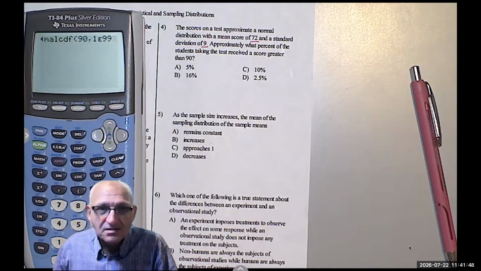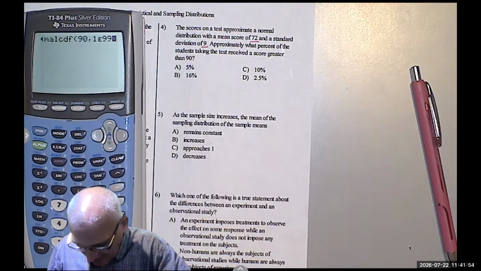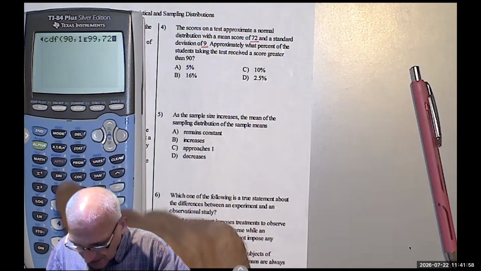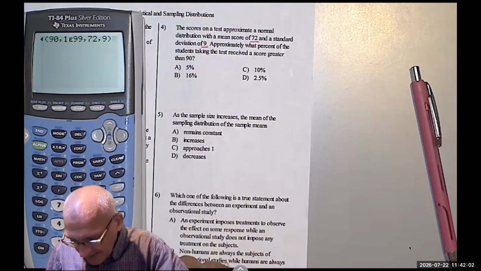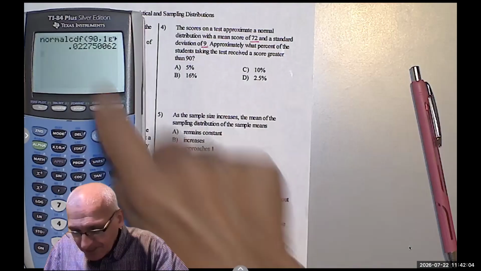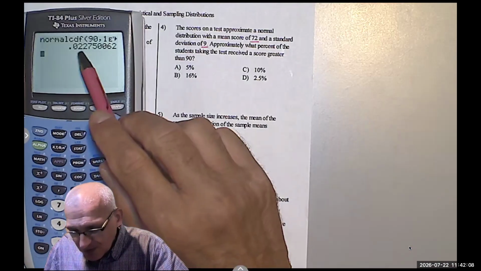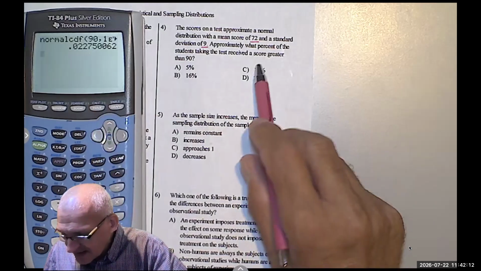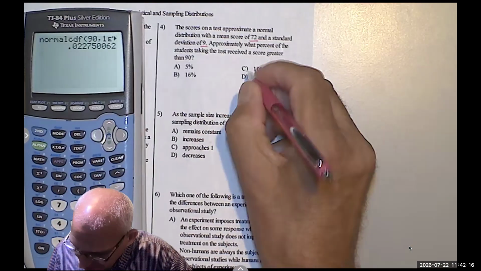1 EE 99 is 1/10 of a Google. Okay, comma. The mean is 72, comma. The standard deviation is 9. And I enter. I get 0.0227, which is roughly 2.275%. And they say approximately, so it's 2.5.